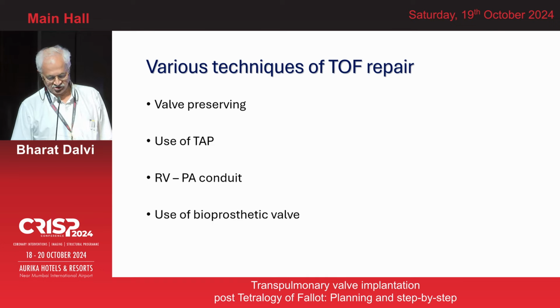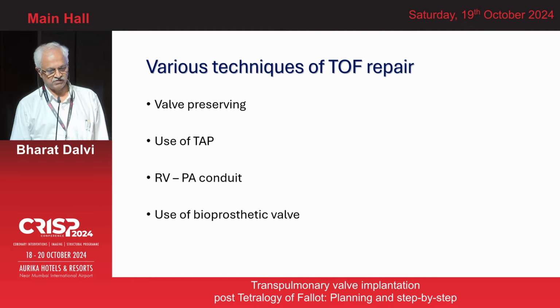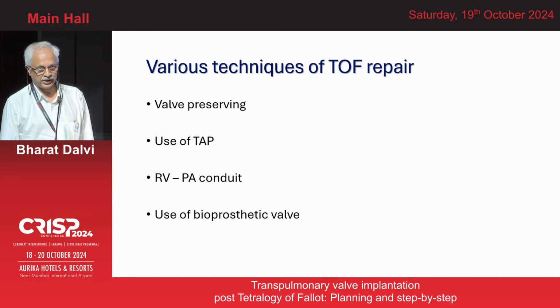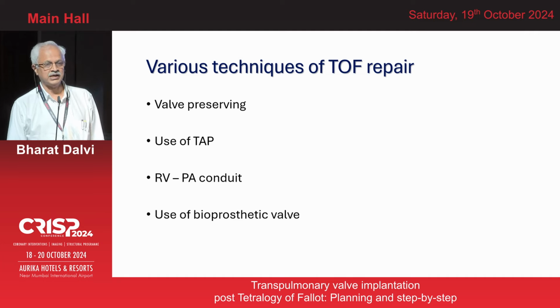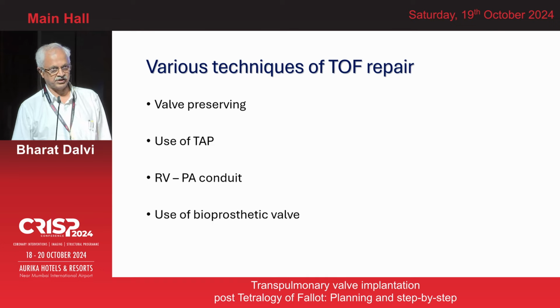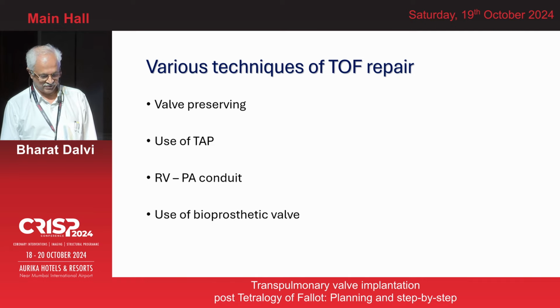Some of you who are not really tuned to congenital hearts, these are some of the techniques used for repair of tetralogy. You can have a valve preserving surgery, you can have use of transannular patch, you can have use of right ventricle to pulmonary artery conduits, and in some of the patients who undergo a redo surgery for right ventricular volume overload following a transannular patch, they end up having a bioprosthetic valve.